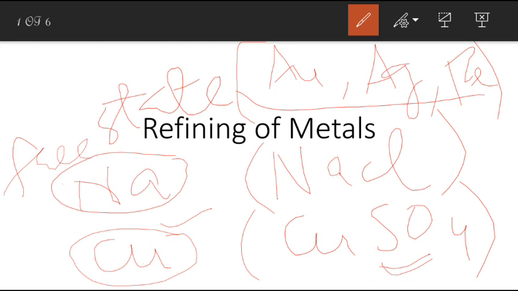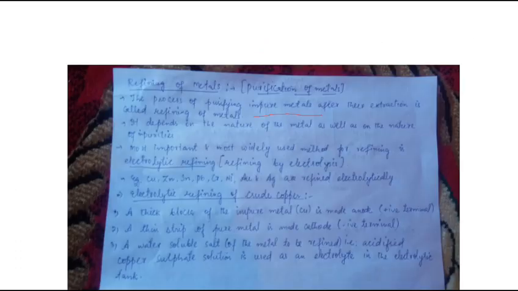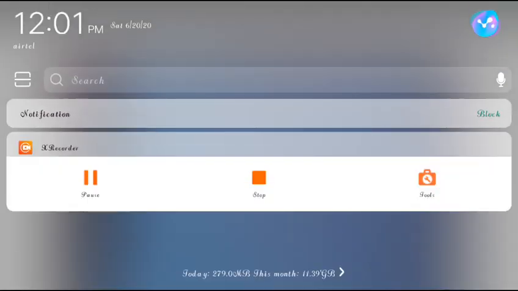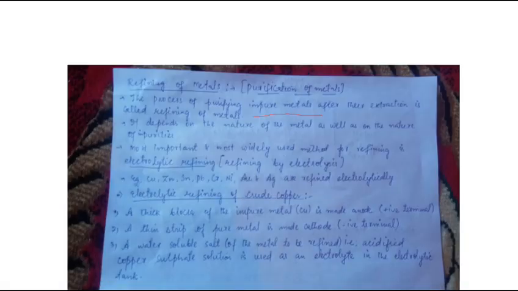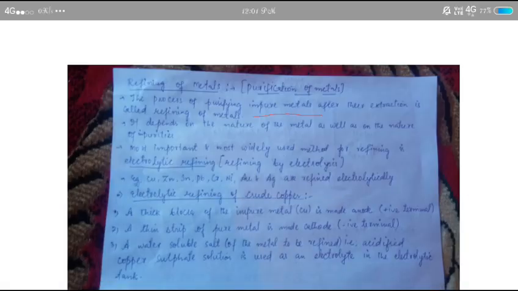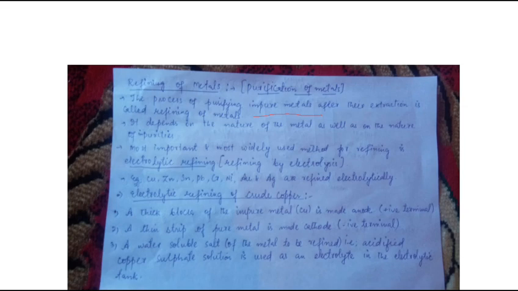So how can we remove these impurities from this metal? How can we obtain 100% pure copper? We will study it in the refining of metals. So refining means purification of impure metal after it is extracted. So how can we refine metal?